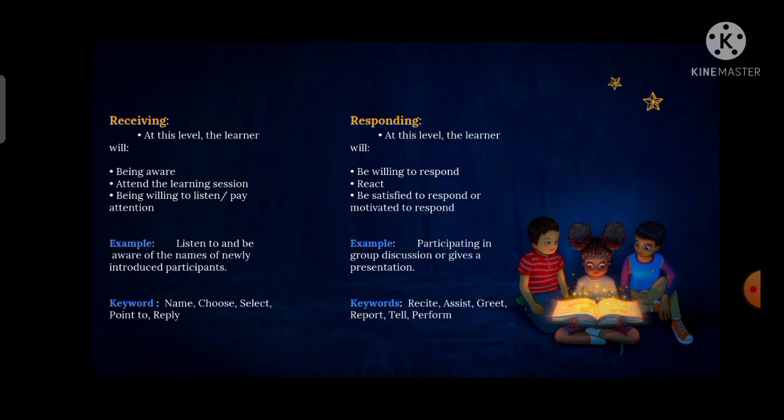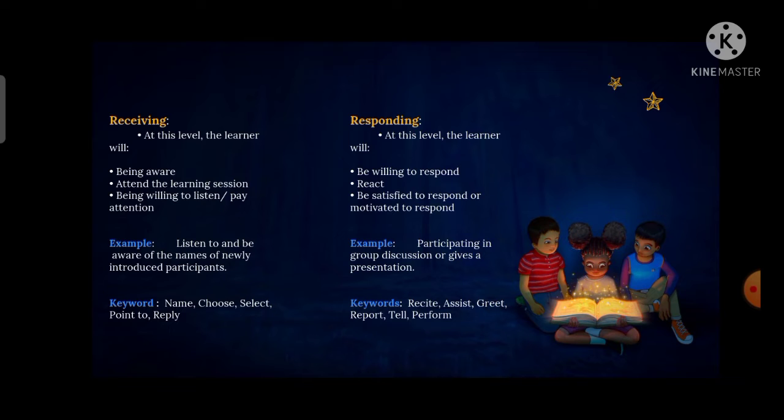The next is responding. You're doing more than just attending, so your learners are actually responding to the knowledge at this level. The learner here will be willing to respond, react, and be satisfied or motivated to respond. For example, participating in group discussion or giving a presentation.